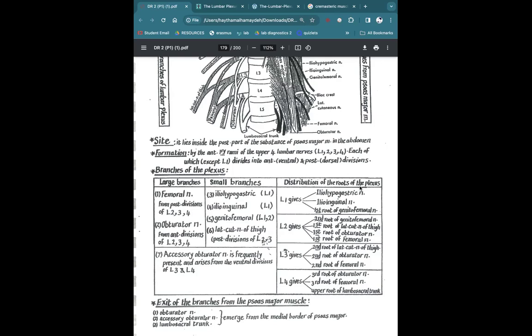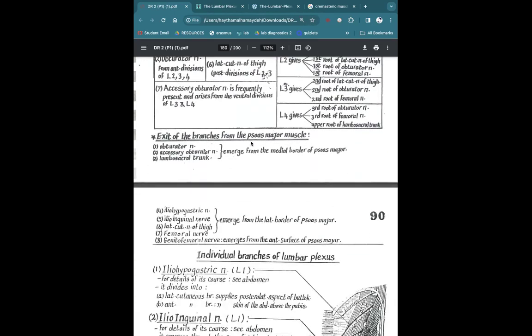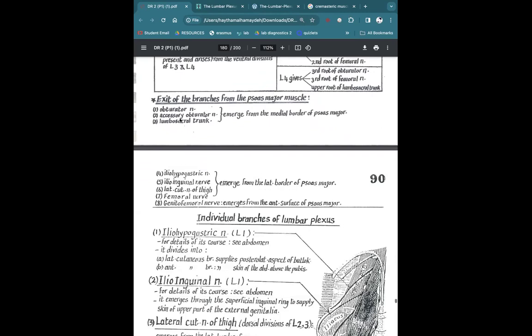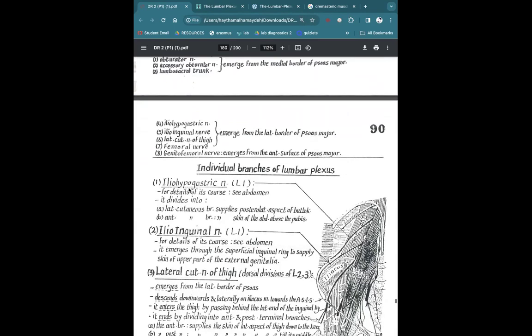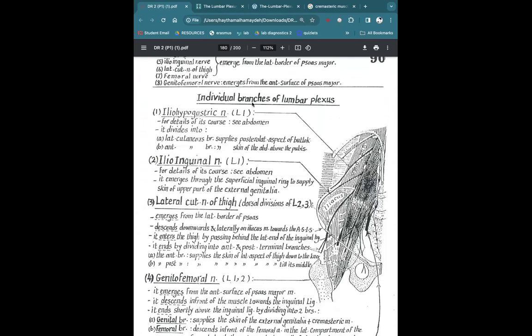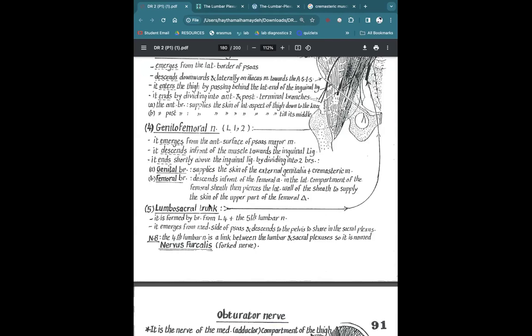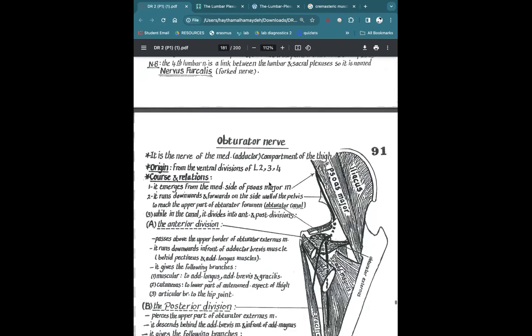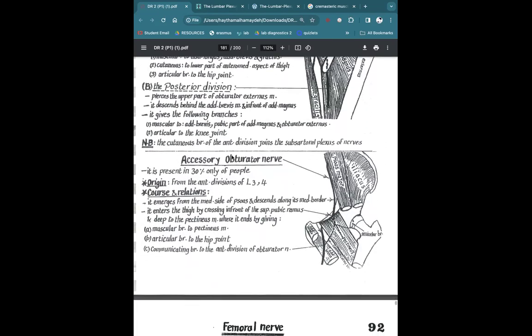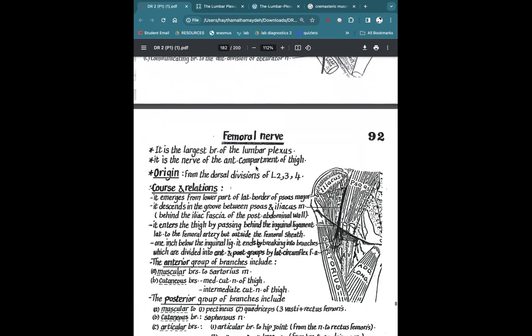This is how the roots can be divided in this way as well. It's the same thing. They have a close relation with the psoas major, as we said, and these are the branches. Now they have talked and divided it into details of individual branches of the lumbar plexus. You have iliohypogastric, ilioinguinal, lateral cutaneous nerve of the thigh, genitofemoral nerve, and there's a lumbosacral trunk. There's also the obturator nerve. There's also the accessory obturator nerve that comes off the obturator nerve. Femoral nerve, of course.